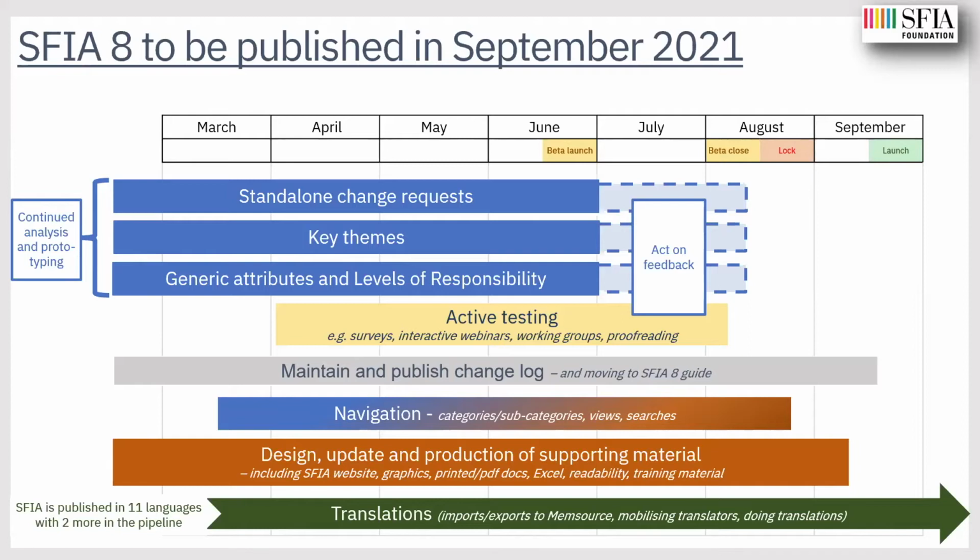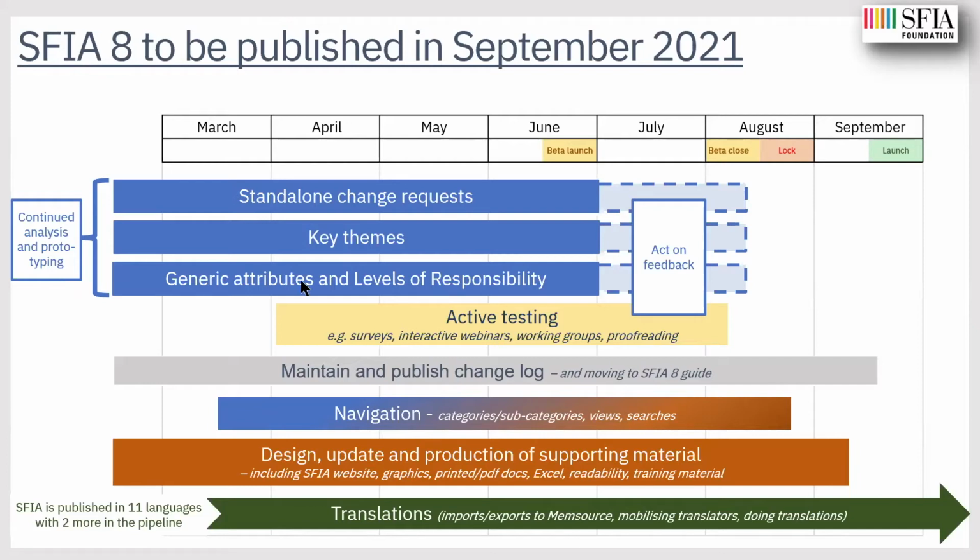Whilst you are providing feedback, we will be doing a number of things. Yes, some active testing where we actually go out and try and get extra feedback. We will be maintaining the change log, which is the best place to find out where things are and what the status of them is. We will be working on the navigation of SFIA, so finalizing the categories, subcategories, views, and we will be working out the design and production of the supporting materials, like the downloads that will be available. The other thing we do is kick off the translations, which, as I say, is now running at around 13 languages.